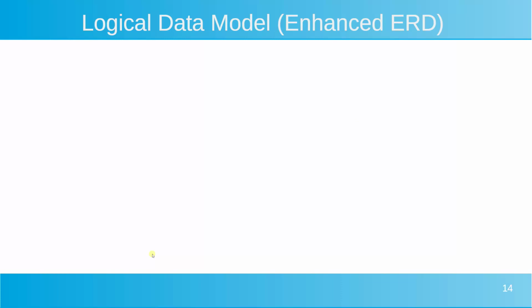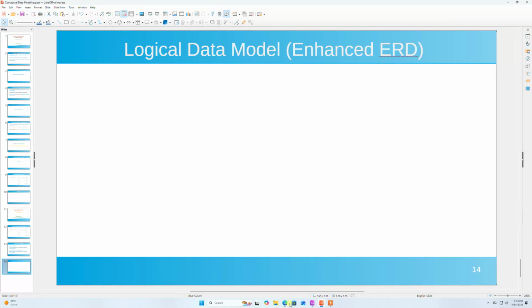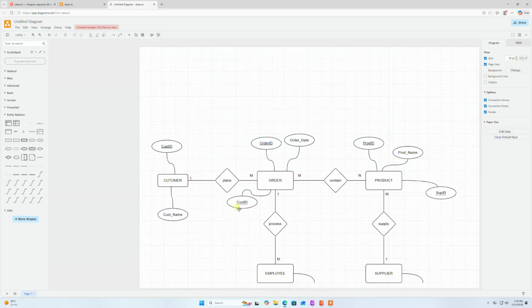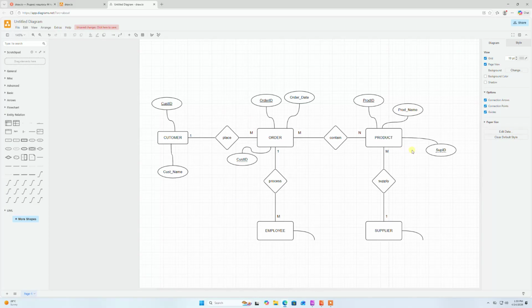So let's go back to the draw.io where we have drawn it. So this was the conceptual model we created previously. Now the next step is to identify the attributes. So attribute means the characteristic of each entity. So customer will be identified by customer ID, customer name, order by order date, order ID, and similarly product by product ID, product name, and supplier ID. So these are the attributes.